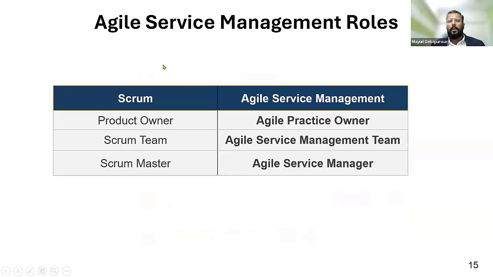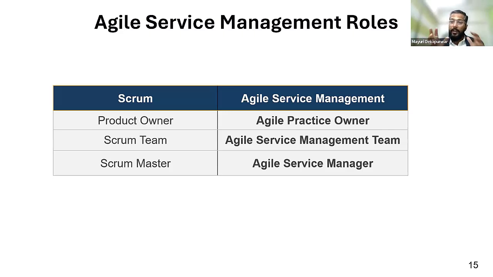Now, team, first, when we talk about the agile service management roles, I'm comparing these roles with Scrum. In ITIL 4, we are talking about different practices. There are 34 practices. Out of them, 15 are in scope for the foundation. So now we have a practice owner role. If we talk about a product owner role in Scrum, who owns or who is the content authority for the product backlog, on par with the product owner, in Agile Service Management we have the Agile Practice Owner.